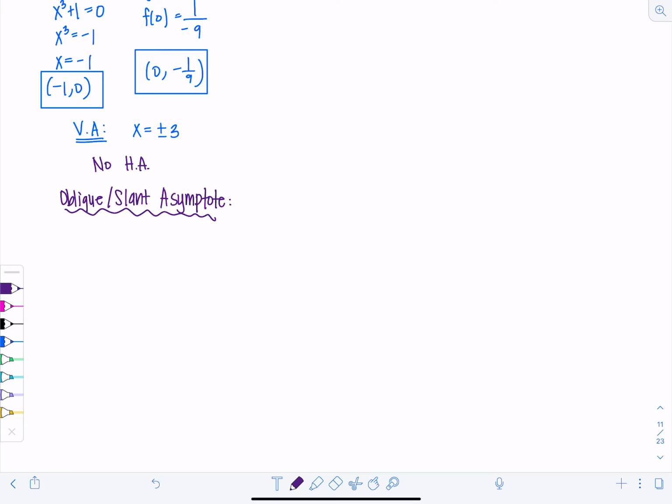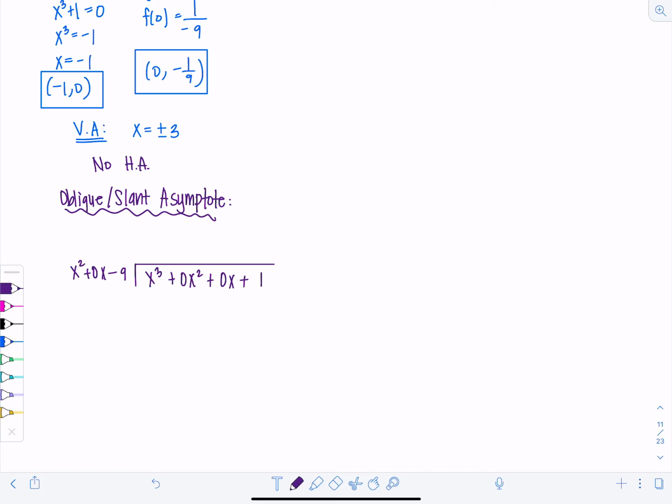I'll link again the video for long division here if you need to review how to do it, but I'll show you the steps right now, but quickly. So you're going to long divide. Remember, f of x was x cubed plus 1 over x squared minus 9. So I'm going to take x squared plus 0x minus 9 and then divide that into x cubed plus 0x squared plus 0x plus 1. For asymptotes, you cannot use synthetic division, especially in this case because you're dividing by something that's not linear, and then in other cases too, it's not going to give you the correct factor at times.